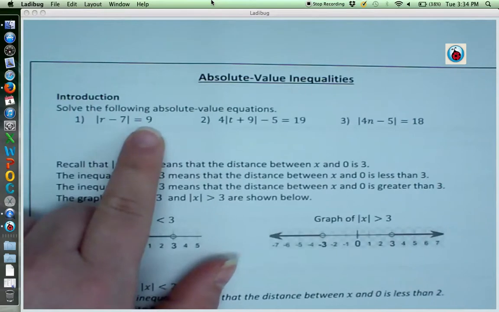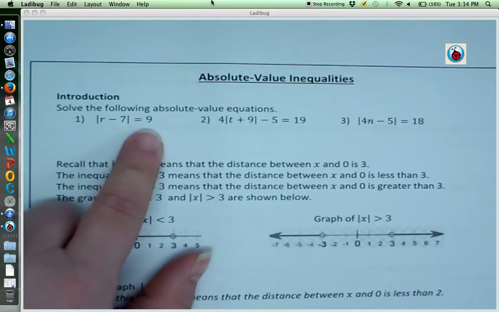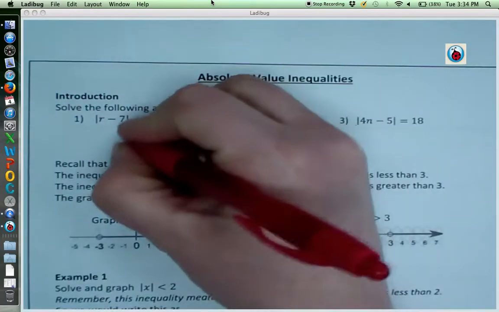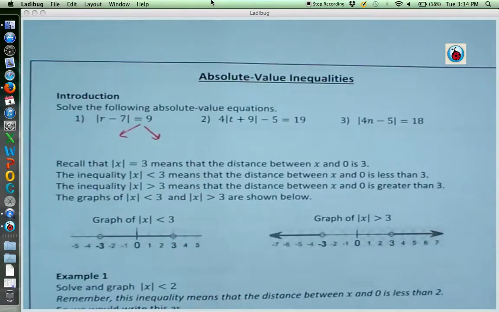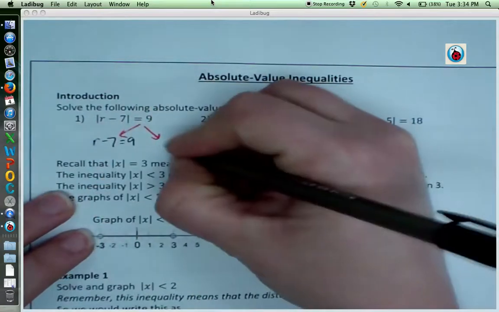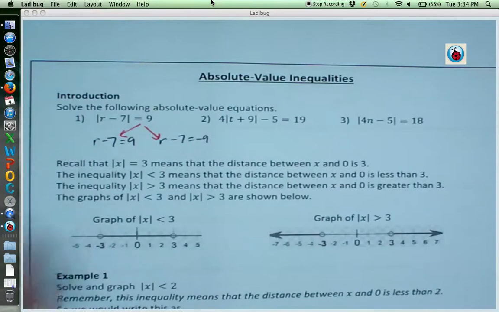So that tells me that whatever is inside this absolute value, whatever r minus 7 is, could be two different possibilities. Either r minus 7 could be positive 9 or negative 9. And so this is where we split this into two different equations. We have two possibilities here. R minus 7 is 9, or r minus 7 is negative 9. And those are two equations that I can solve to find my two answers.